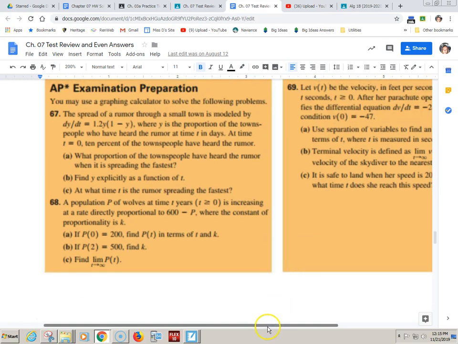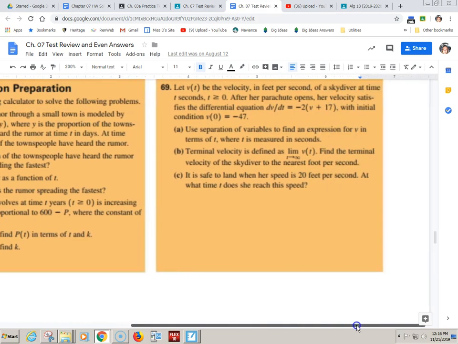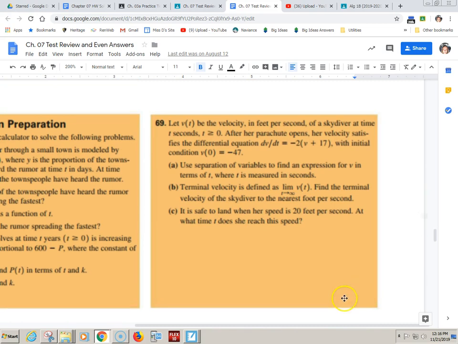Ha! Nice. Is that a logistic differential equation? Oh no, it's just a differential equation. Even better.